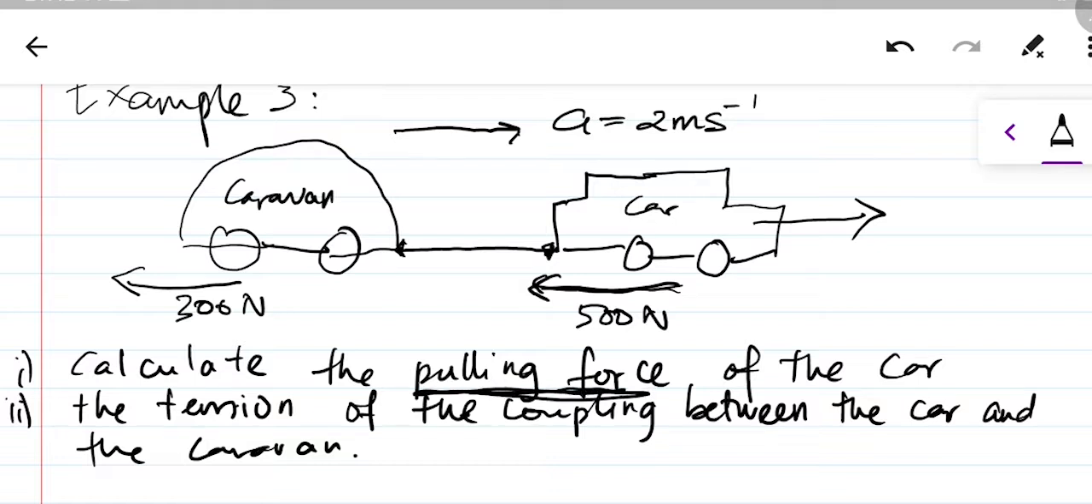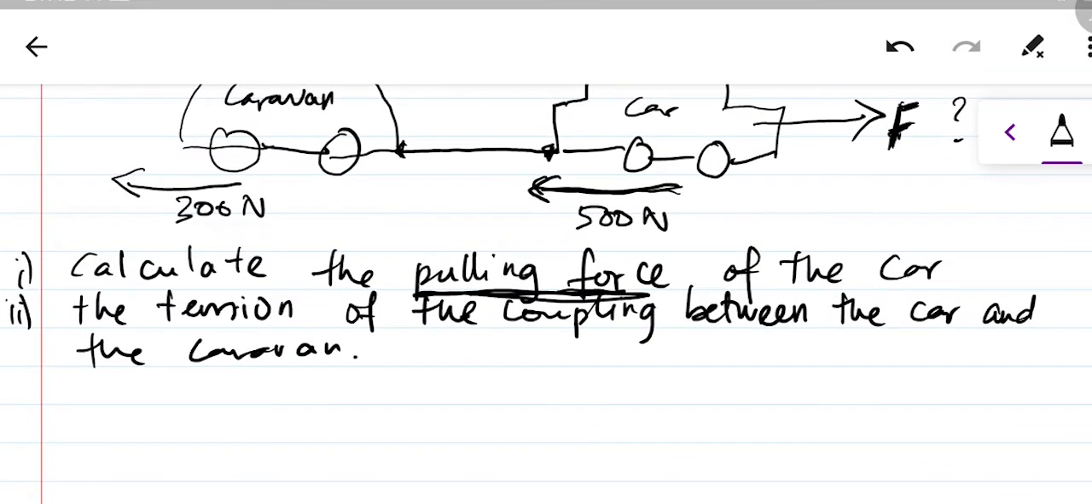The pulling force of the car. What is pulling force? In order for the car to pull the caravan and for the caravan to move, the pulling force must be higher than the friction on the caravan. And for the car to move with this acceleration, the force must be greater. In this situation, we need to calculate the combined resistance and the combined mass of the system.